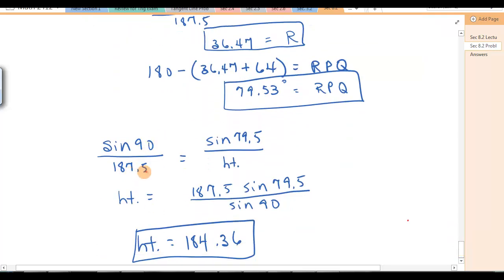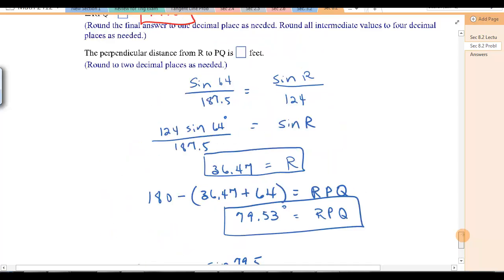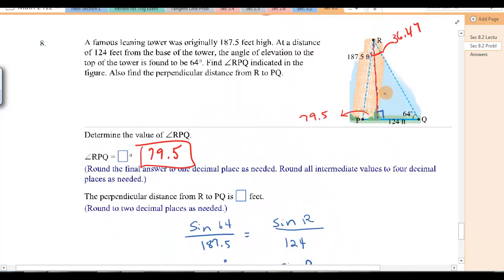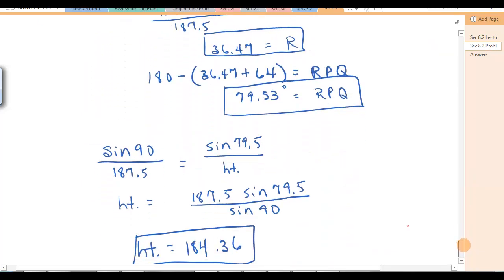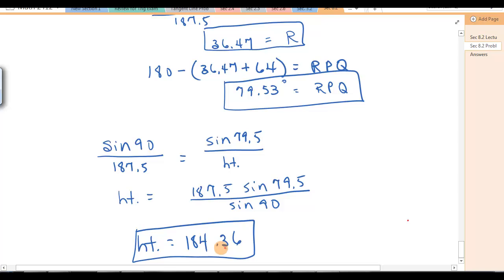Sine of 90 over 187.5 equals sine of 79.5 over the height, because it's the opposite of it. That's the deal there. You do the same thing and you get 184.36 for that one. So you are using a lot of the trig functions. You're using the law of sines in this section mainly. So I think that will get you through the problems for section 8-2.